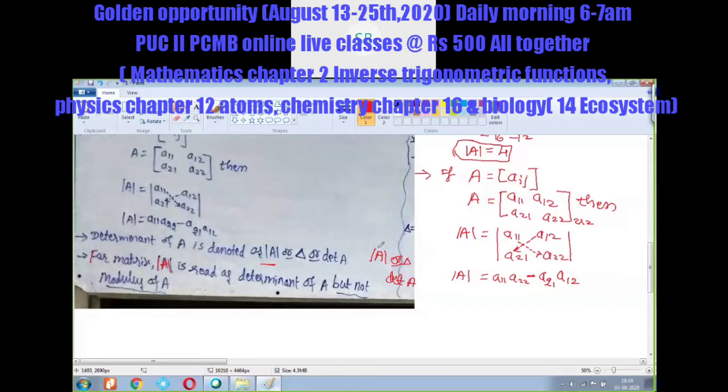As I stated here, we are not going to call this modulus of A. We are going to read it as determinant of A. Clear to everybody about this much?